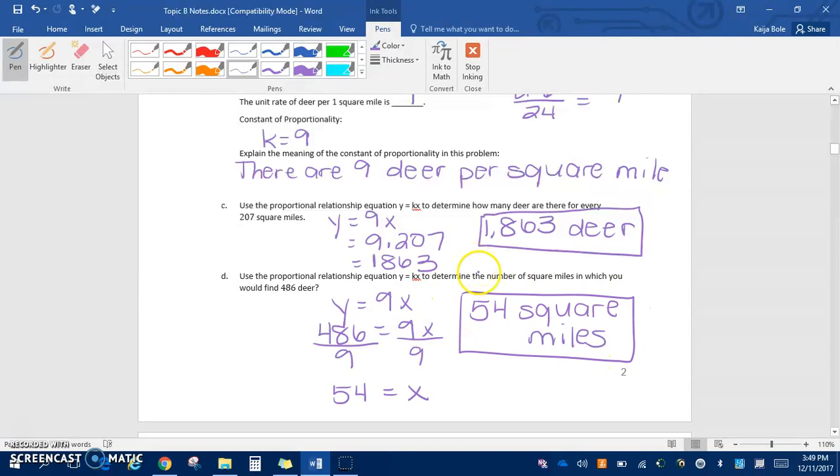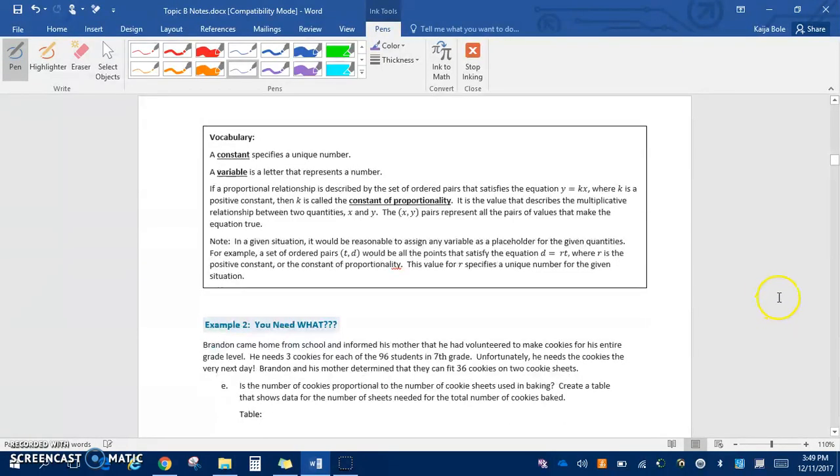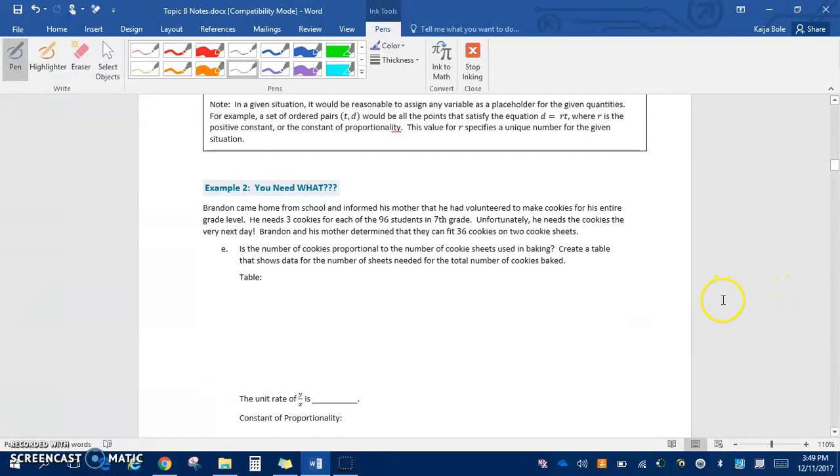So you can go ahead and flip to the next page. Up at the top, the box has just got some key vocab terms. We've talked about the constant, a variable, constant of proportionality. So they're just for your reference. Alright, now we're going to look at example 2.